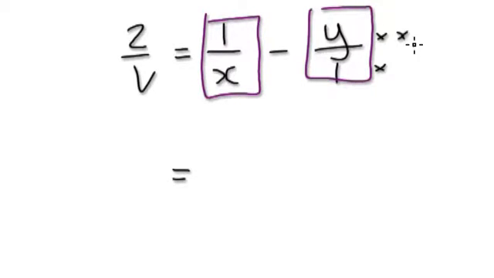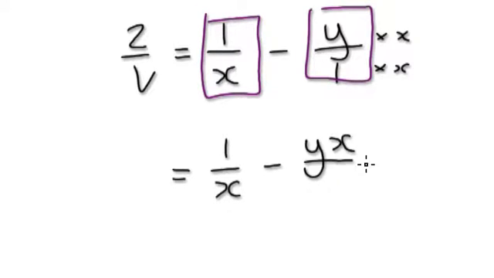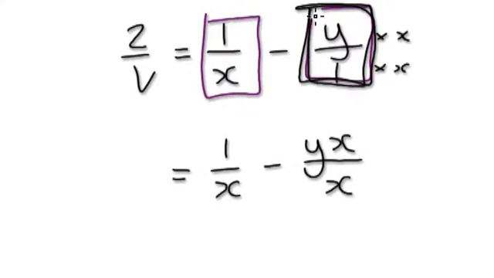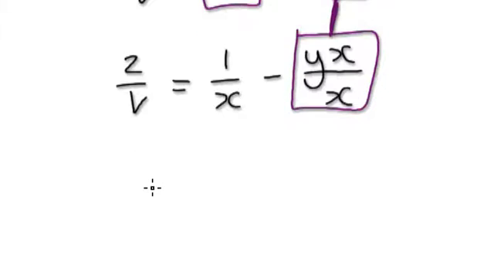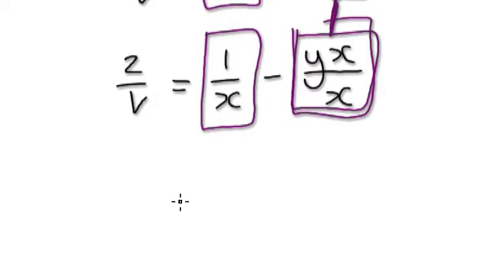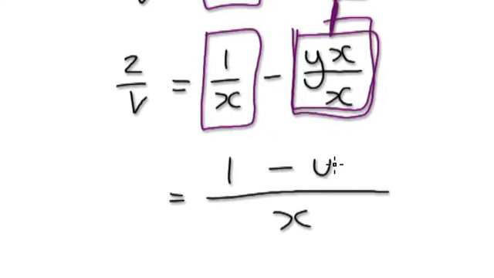Times top and bottom here by X. Okay, so this will stay the same. Minus YX or XY, it doesn't matter, over X, because we are just rewriting this same fraction. Okay, these two are the same, but just written differently. Okay, on this side it would be this. Now that the two, look at the two fractions here. The two denominators are the same, so now we can merge. Okay, so this we can merge the two now. 1 minus YX. On this side it would be 2 over V.